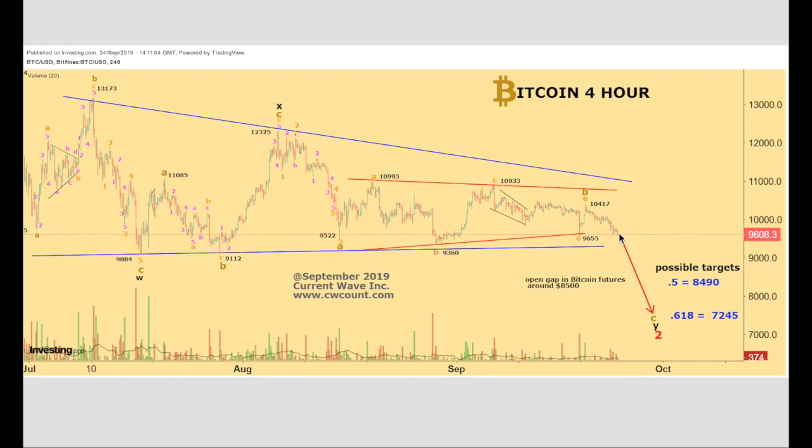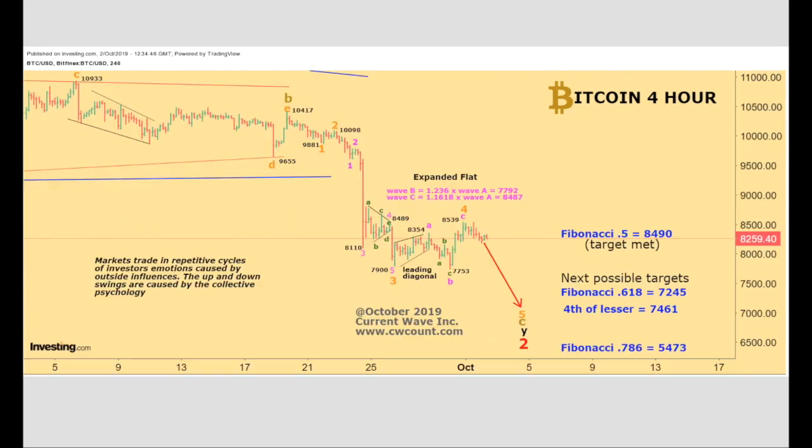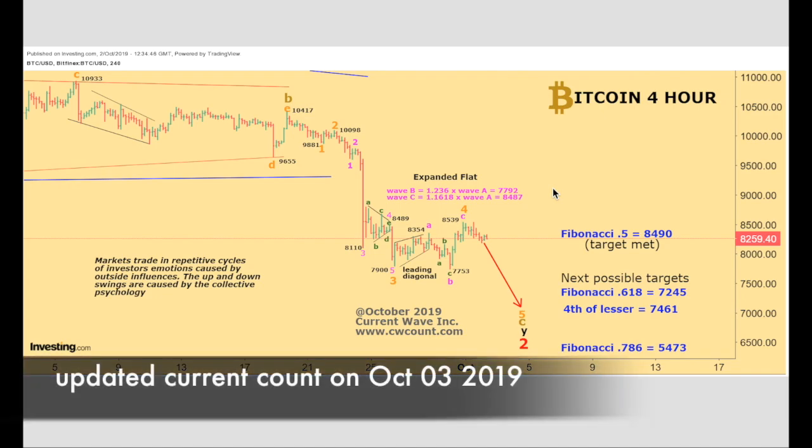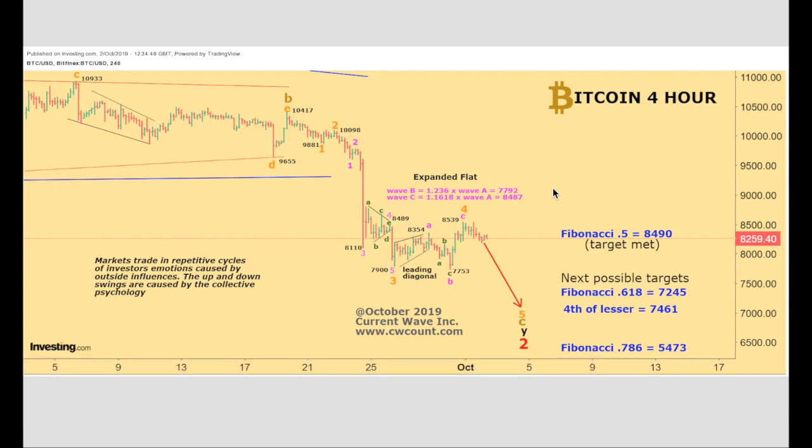Always remember, in an Elliott wave sequence, a triangle precedes the final move, and we were looking for an impulsive move to the downside. As we have said for the past 4 or 5 months, the 8490.5 Fibonacci 0.618, which is 7245, is the level that we're looking for. We also stated last week there was a little bit of a gap from the Bitcoin futures market at around 8,500. So this is the action from last night.